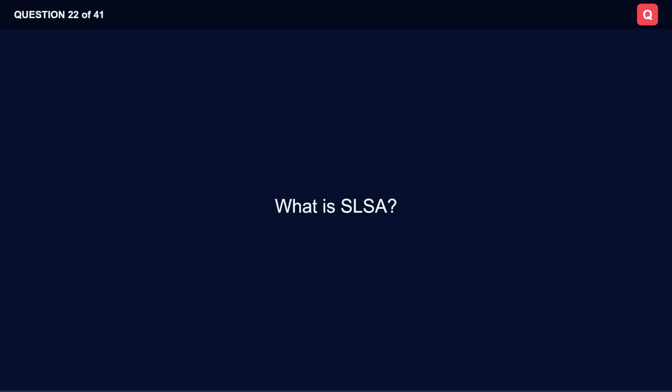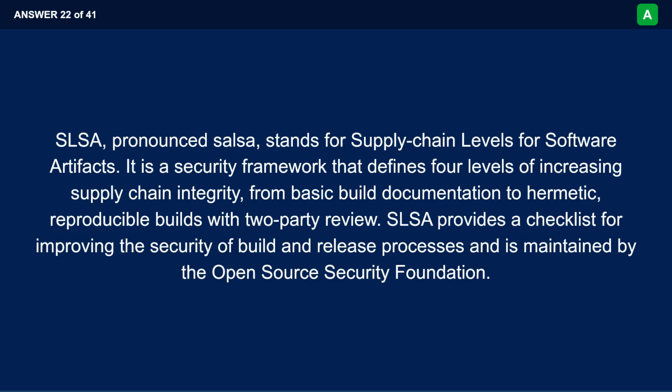What is SLSA? SLSA, pronounced "salsa," stands for Supply Chain Levels for Software Artifacts. It is a security framework that defines 4 levels of increasing supply chain integrity, from basic build documentation to hermetic, reproducible builds with two-party review. SLSA provides a checklist for improving the security of build and release processes and is maintained by the Open Source Security Foundation.